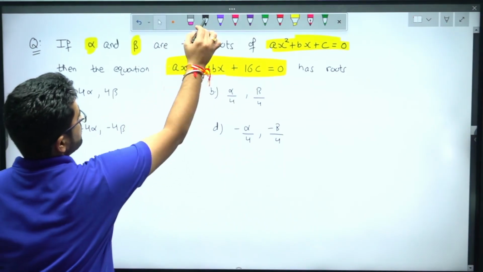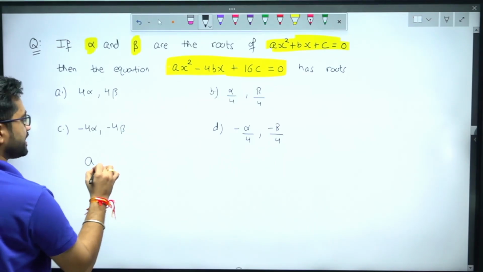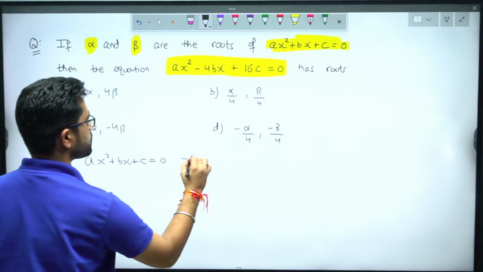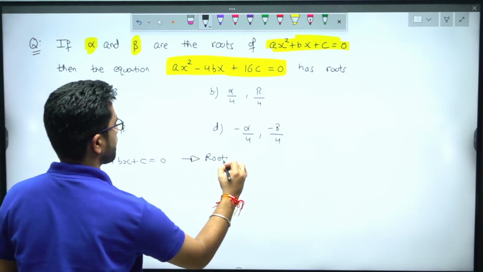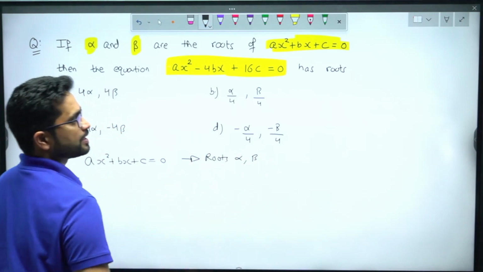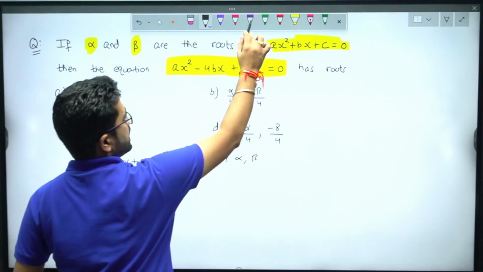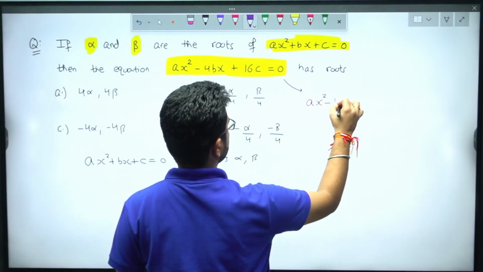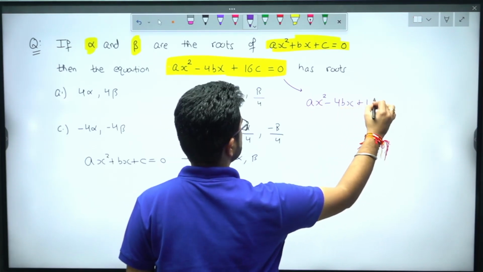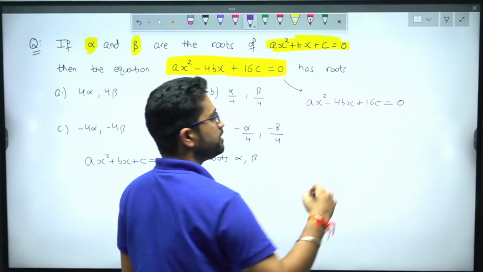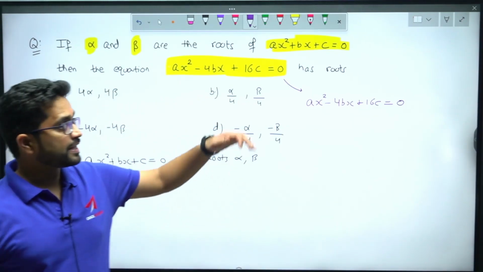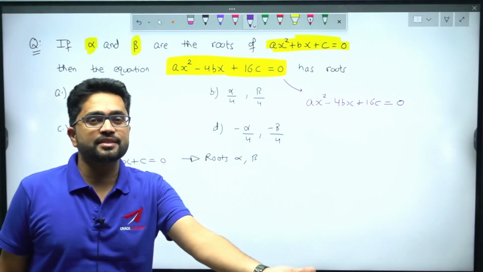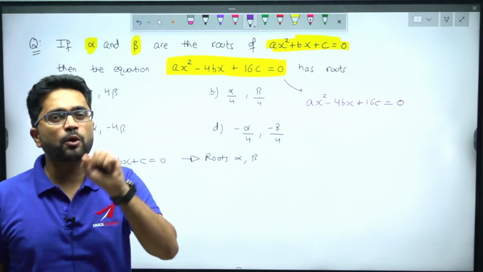Let's see. The initial equation is ax^2 + bx + c = 0. I am writing the roots as alpha and beta. Observe the next equation: ax^2 - 4bx + 16c. So what is the trick? How will you identify what kind of transformation has been applied? They have replaced x with something, so we need to observe that operation.